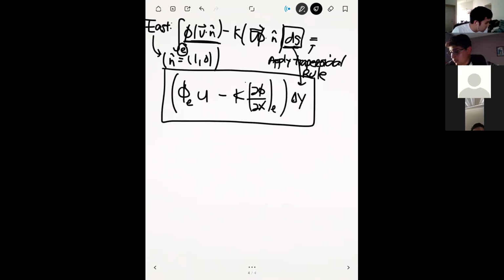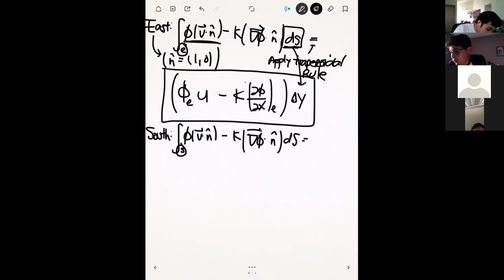So that's 1 out of 4. Let's keep going. If we work clockwise from the east face, then the next one is south. For the south face, we have the same expression, except on the south face. So we have phi v dot n minus k times gradient of phi dot n hat ds. In this case, we're going to end up with a different expression because our n hat is different. This integral is the same as the one before, but it's how you apply it with the n hat that makes it different.